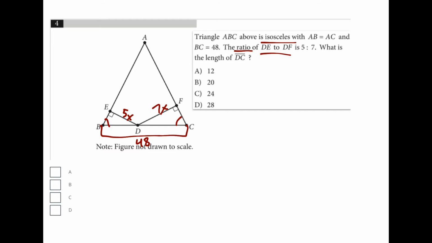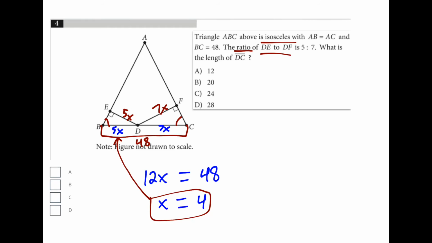More relevant, though, is that these side lengths are also going to have a ratio of 5x to 7x, whatever they are. So if I add those together to find the total length, I can get that 12x is equal to 48. If I divide, I get that x is equal to 4. And I'm going to plug this back in for each of those parts. They wanted the length of DC, that's 7 times 4, 28.